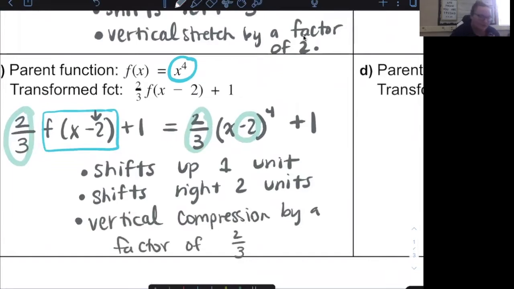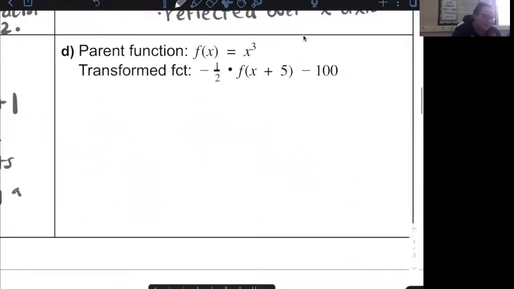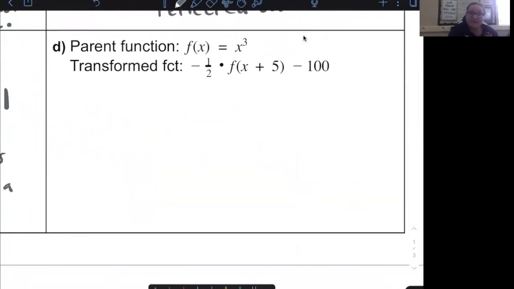All right, why don't you try one on your own? So this time your parent function is f of x equals x to the 3rd. The transformed function is -1/2 times f of (x plus 5) minus 100. So you're going to rewrite the function using those transformations, and then you're going to describe what transformations took place. Press pause and then press play when you're ready to check your work.